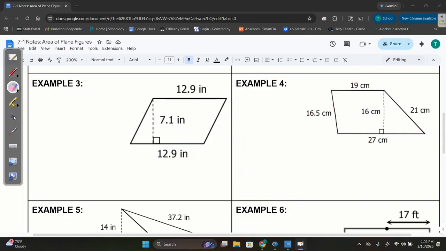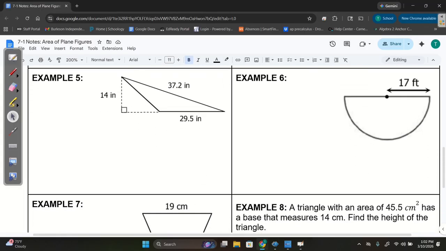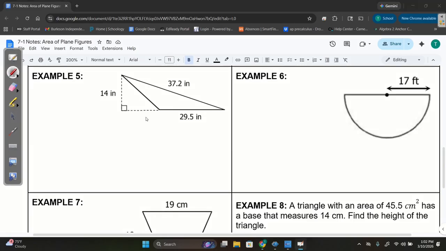Moving on. Example 5. Here I've got a triangle. Even though it looks a little bit oblong, it's still a triangle. Again, the diagonal is never my height. So, make sure you don't use that as your height. Instead, the height is the part that drops straight down. This would be the height of my triangle. This would be the base of my triangle. And the formula is 1/2 base times height.